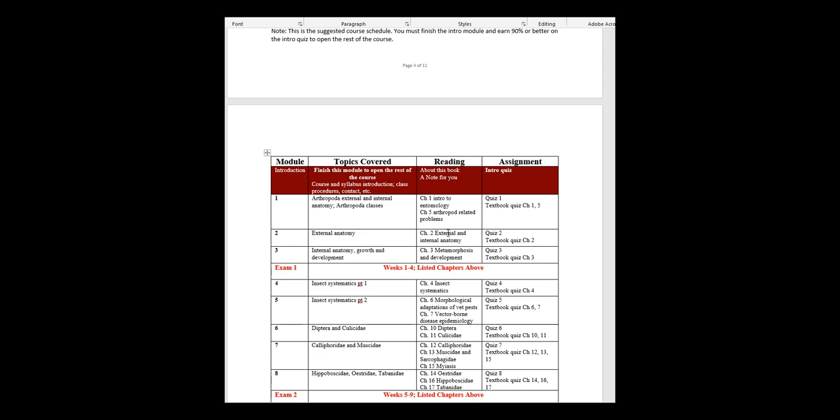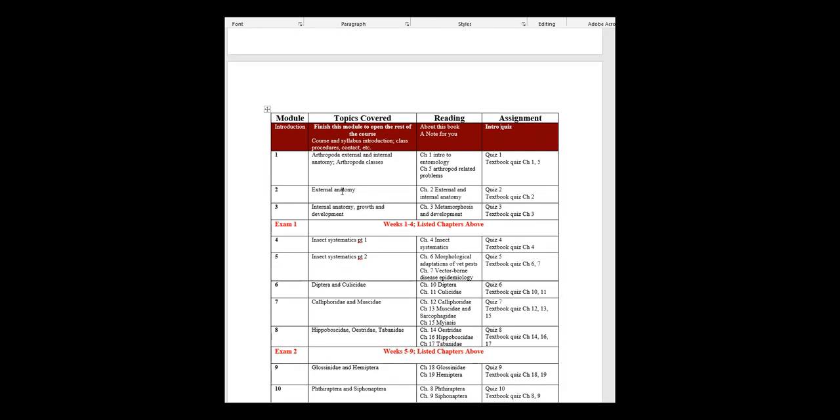Okay, the first module, past the introduction, you're going to be learning about arthropoda, external and internal anatomy, and the classes. Here are the 2 chapters that you'll need to read for that, and then the quiz and the textbook quizzes. Then we go into external anatomy. We go into internal anatomy and growth, and then you have your first exam. And your exams cover what we did in those most recent modules.